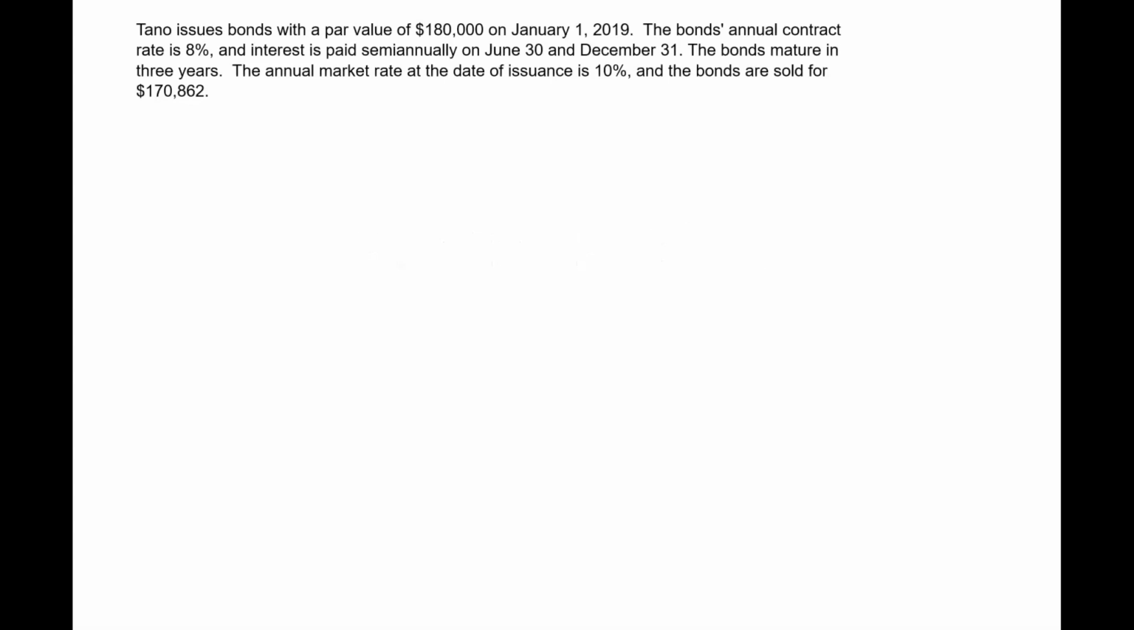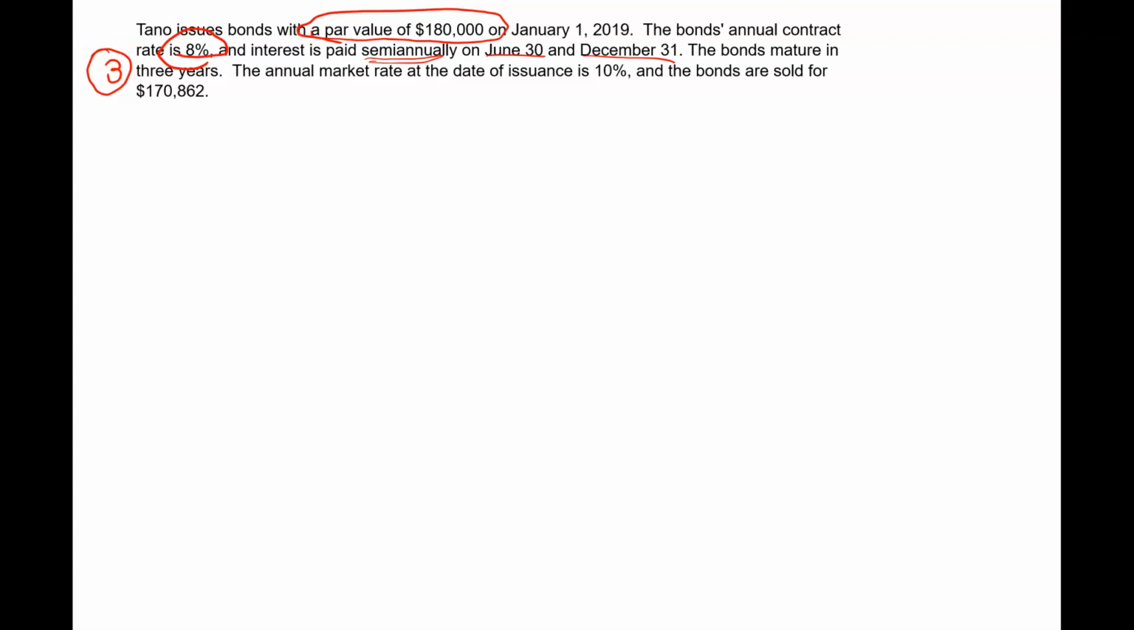Okay, let's practice a problem. Tano issues bonds with a par value of $180,000 on January 1st, 2019. The annual contract interest rate is 8%, and par value is $180,000. Semi-annual, so it's twice a year, payments on June 30th and December 31st. The bonds mature in 3 years. I'm going to put a number 3 and circle it.